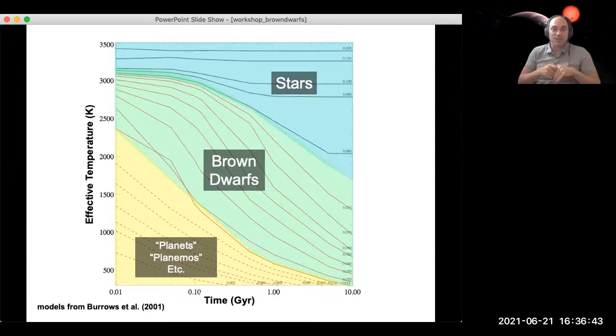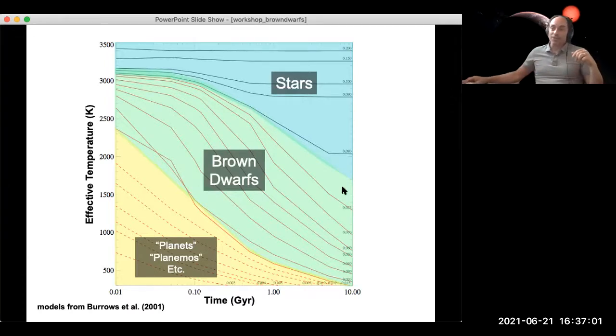And then eventually they lose deuterium and they fuse all that away, and then they become cooling brown dwarfs again. These objects are incapable of fusing anything. And the mass limit for those is somewhere around 1% of the mass of the sun. So some people want to just call them something else. That's still debatable.